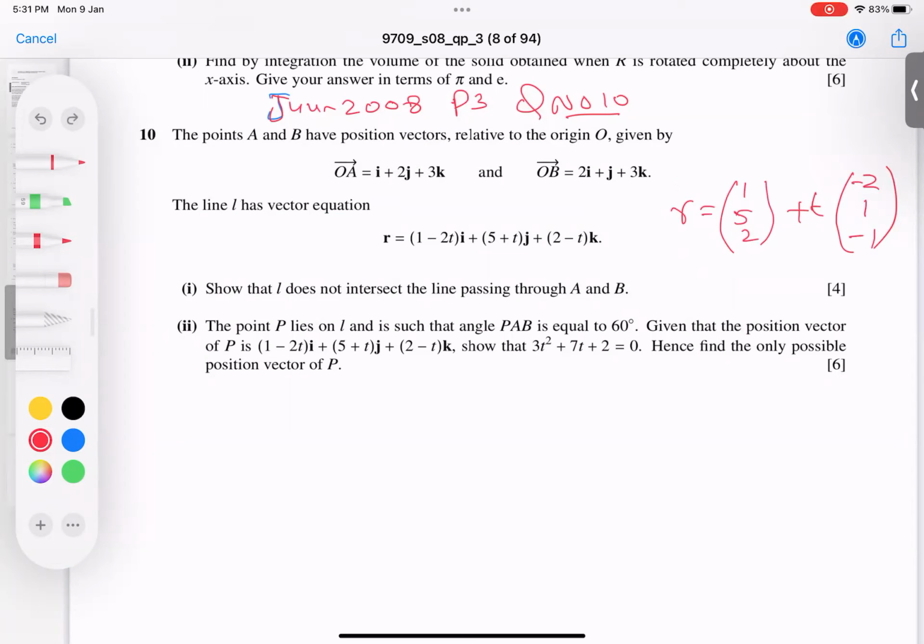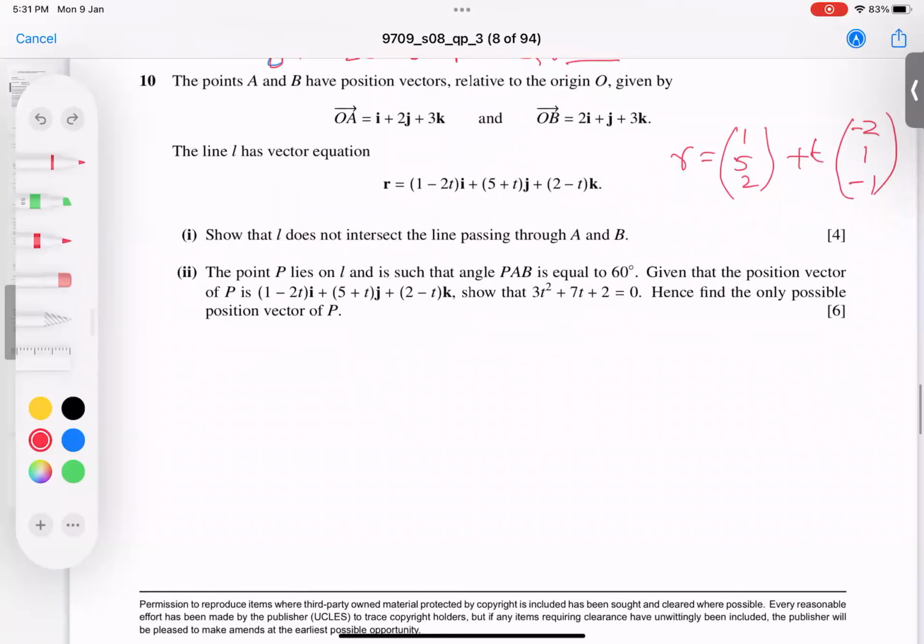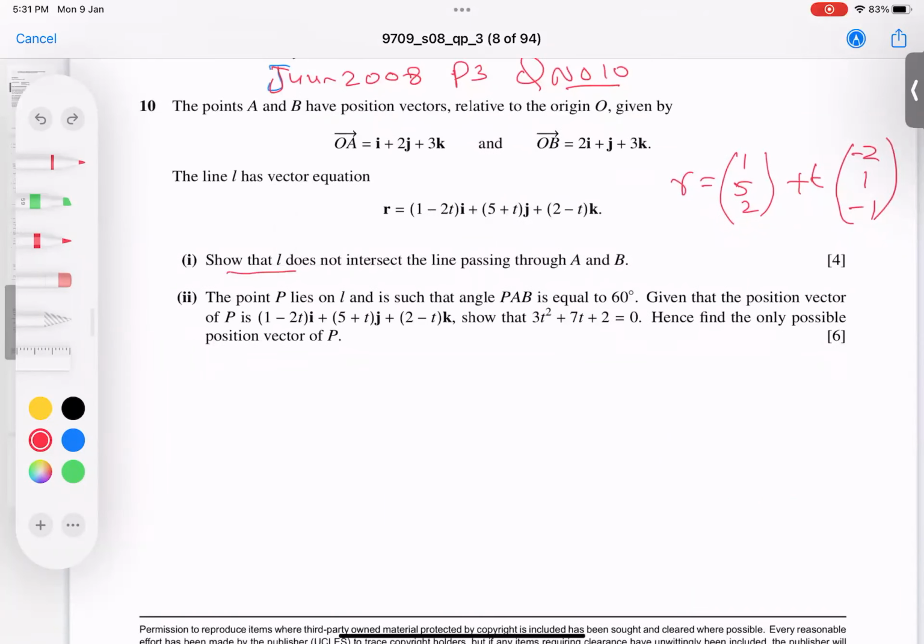When you multiply t inside and then add them, you get a standard form. This standard form is already given by him. Normally we have to convert to standard form, but in this question he gave us the standard form. So this part is okay. Now in question number 1, he said, show that the line does not intersect the line through AB. So first of all, I need to find AB.